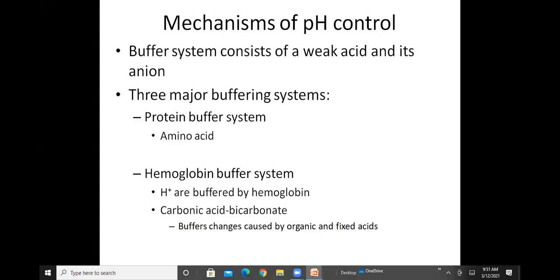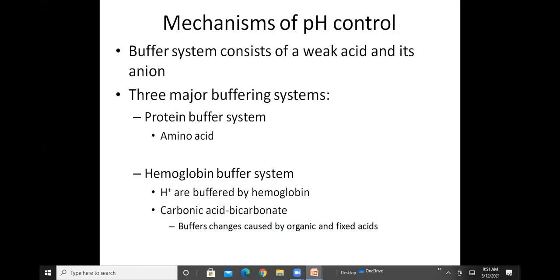So the mechanism of pH control. A buffer system consists of a weak acid and its anion, or what you call its conjugate base, the salt of its conjugate base. There are three major buffering systems. You have the protein buffer system, which is made up of the amino acids. The functional groups of the amino acids, as you know very well, have the carboxylic group and the amino groups. And these are groups that can take up protons or donate protons. So if they are able to take up protons and donate protons, they are able to exhibit buffering capacity.